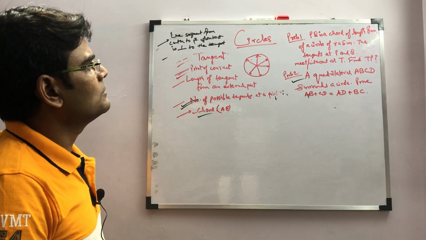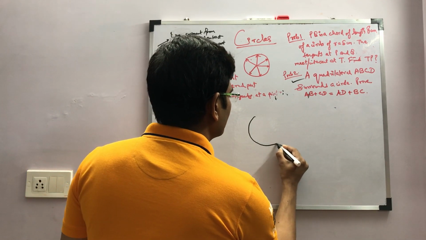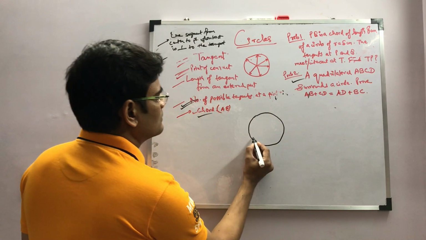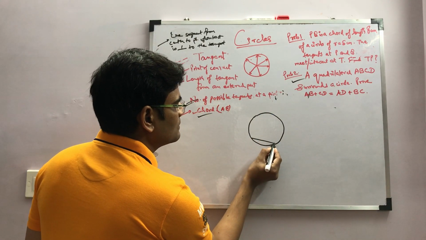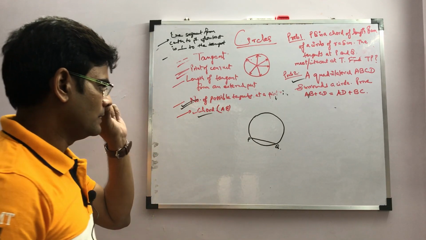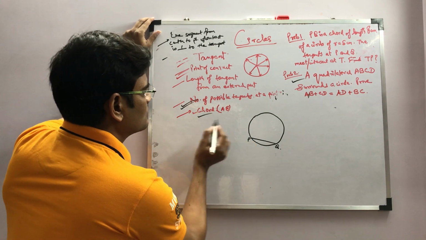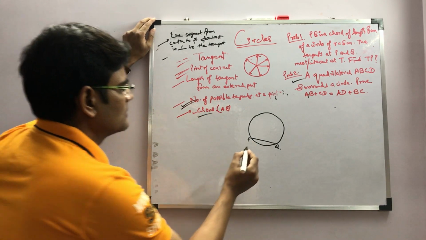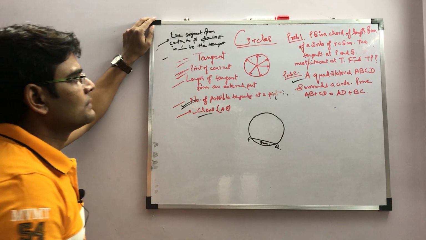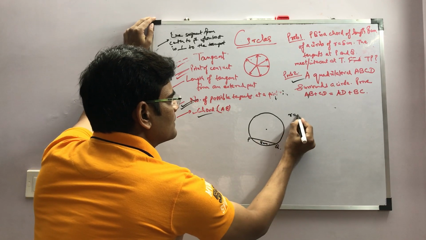PQ is a chord of length 8 cm. First of all, what is PQ? Before that, we need to draw a circle. PQ is a chord. You know what is a chord. PQ is a chord of length 8 cm. This is 8 cm. Of a circle of radius 5 cm. The circle's radius R is equal to 5 cm.